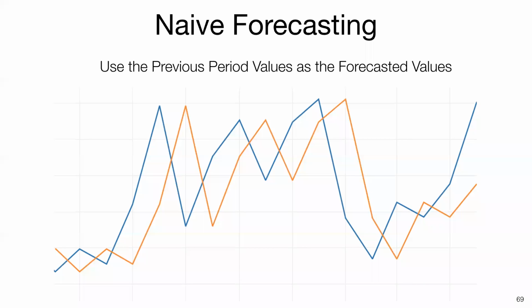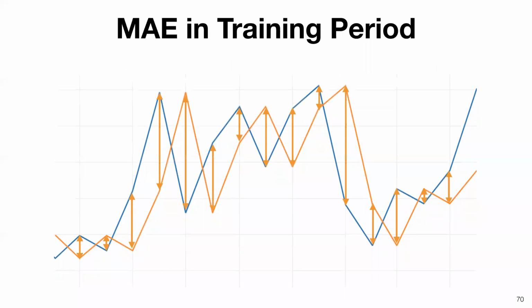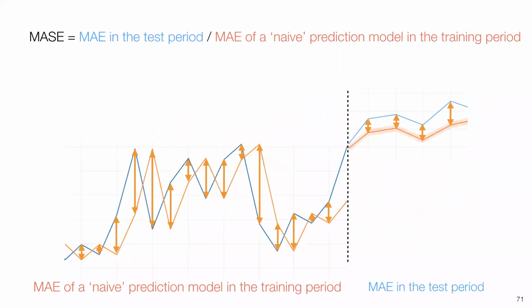So this orange is the naive forecasting model, and the blue is the actual data. And then you basically get the differences, right? Between the actual and this naive forecasting model, and then calculate that as MAE. So that's the naive forecasting model. And then you get the MAE in the test period. This is not naive, this is the actual one. And then you basically compare these two and see how much of a difference there is in the MAE in the test period.